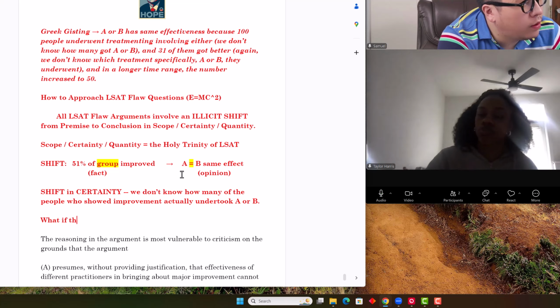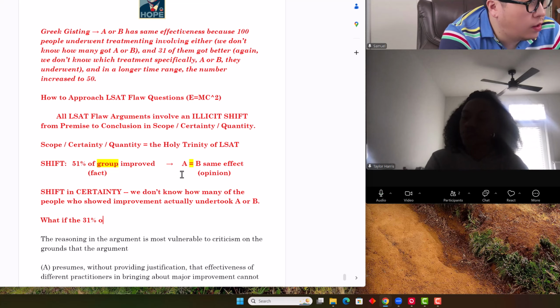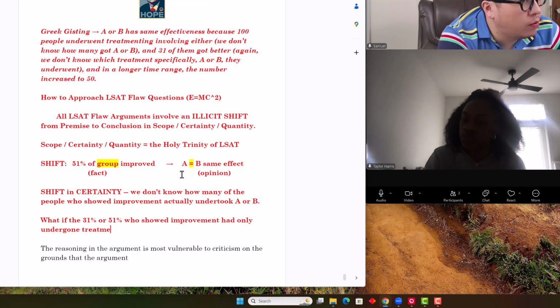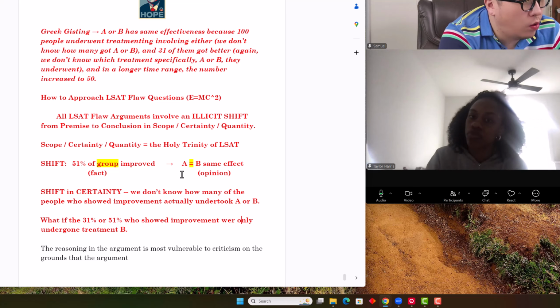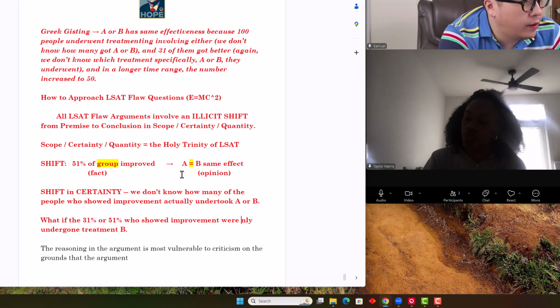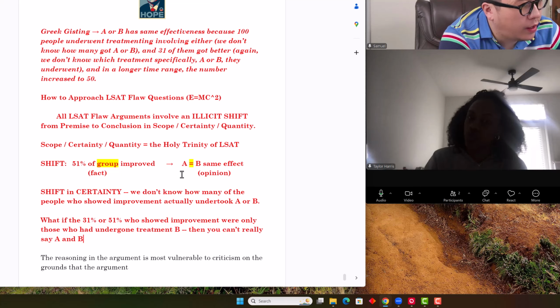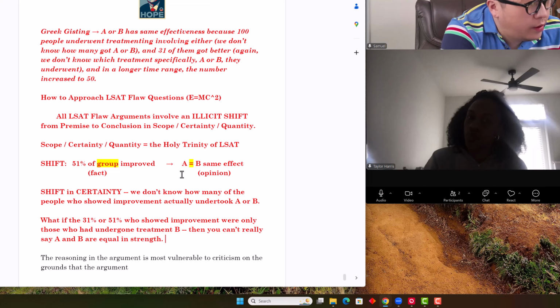What if the 31% or 51% who showed improvement had only undergone treatment B? Or only those who had undergone treatment B? Then you can't really say A and B are equal in strength. Make sense?